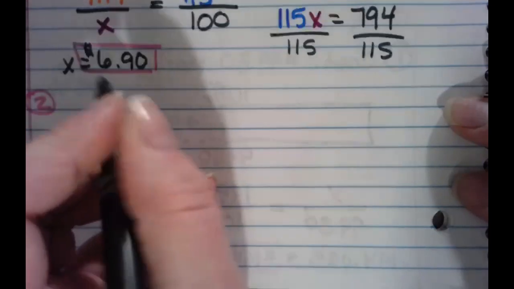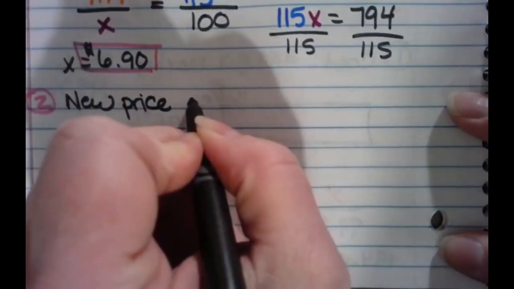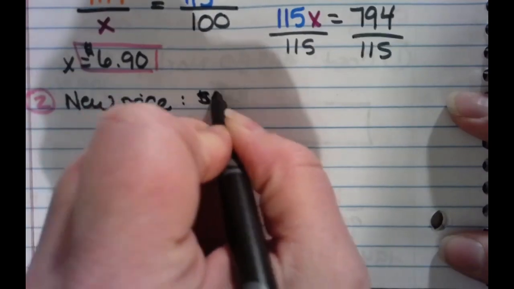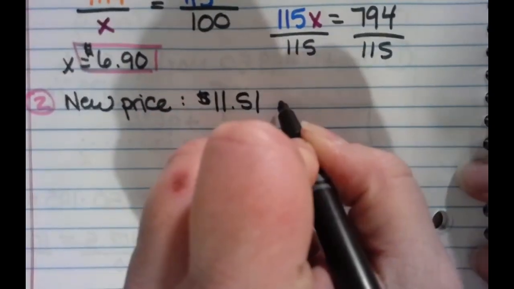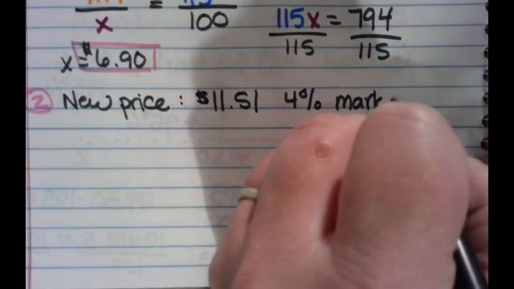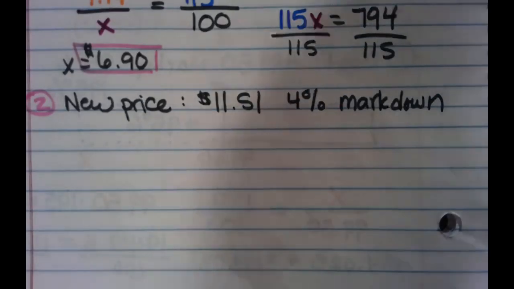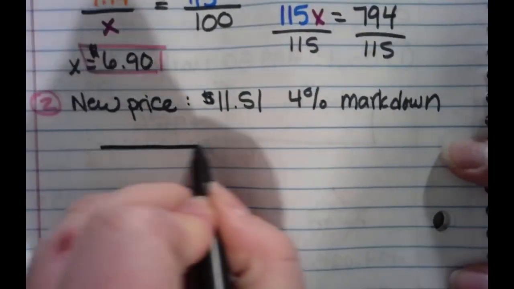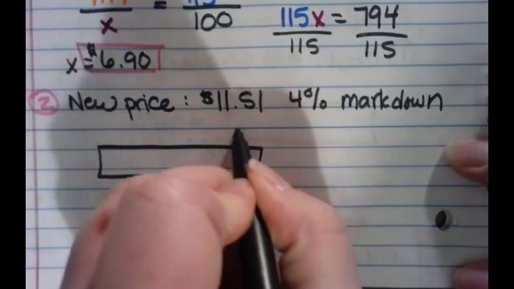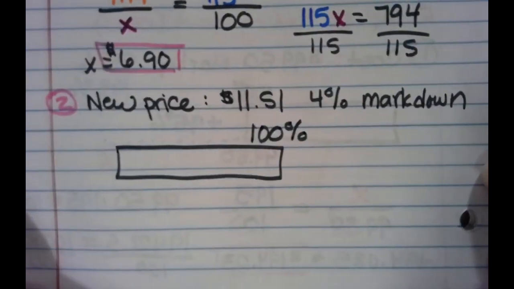Okay, if the new price was $11.51 and there was a 4% markdown, what is the original price? Okay, so again, we're going to just draw this tape diagram. I know it probably gets a little tedious drawing these, but the thing is that it's really difficult to visualize otherwise, even for me as a math teacher.